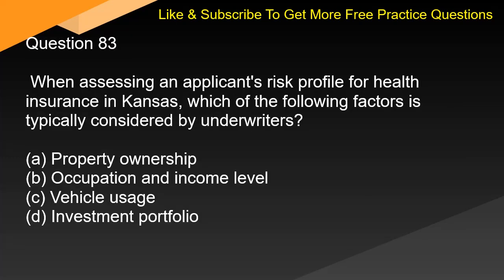Question 83. When assessing an applicant's risk profile for health insurance in Kansas, which of the following factors is typically considered by underwriters? A. Property ownership. B. Occupation and income level. C. Vehicle usage. D. Investment portfolio.